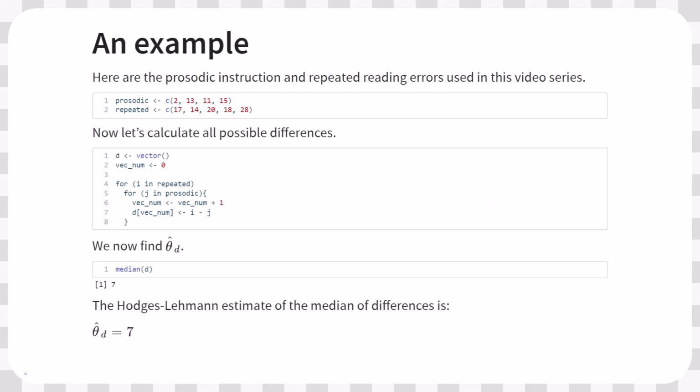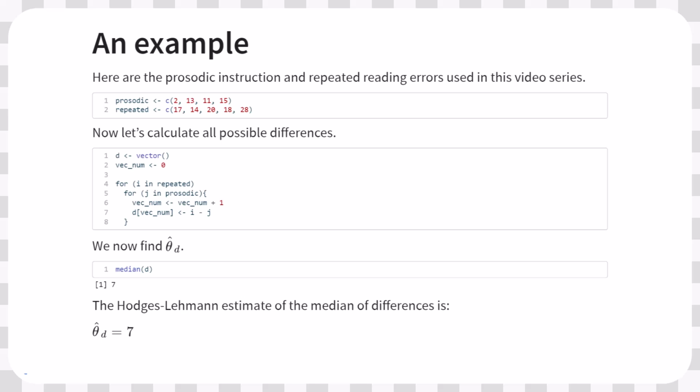In this video series, I've been using an example from reading instruction in which we compare prosodic reading instruction to repeated reading. What we're primarily focusing on is the number of errors that students make when they read after receiving these kinds of instruction. We expect that in the prosodic reading condition, they will make fewer errors. At least that's the research hypothesis.